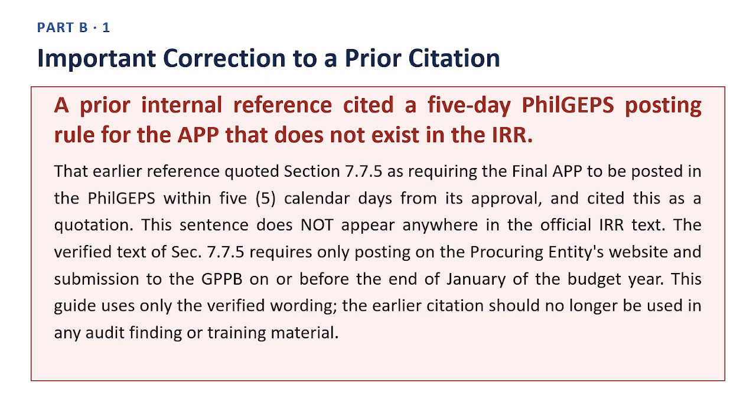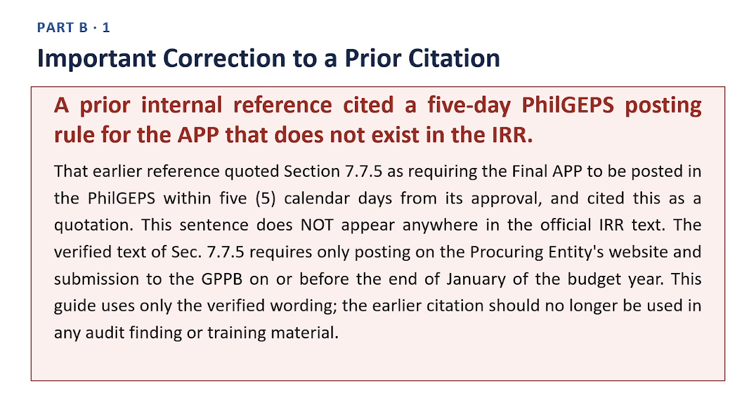The verified text of Section 7.7.5 requires only posting on the procuring entity's website and submission to the GPPB on or before the end of January of the budget year. This guide uses only the verified wording. The earlier citation should no longer be used in any audit finding or training material.